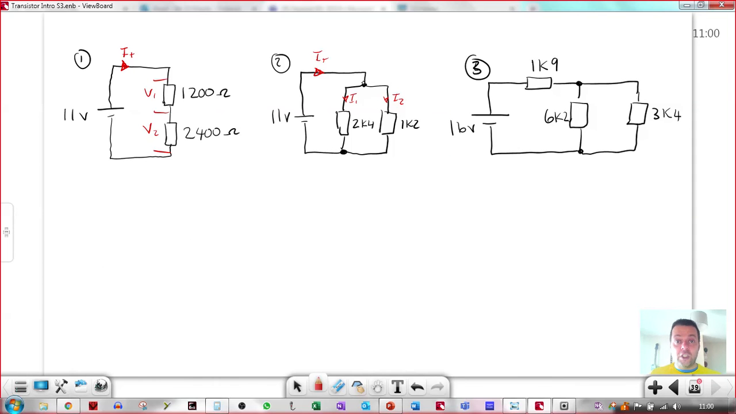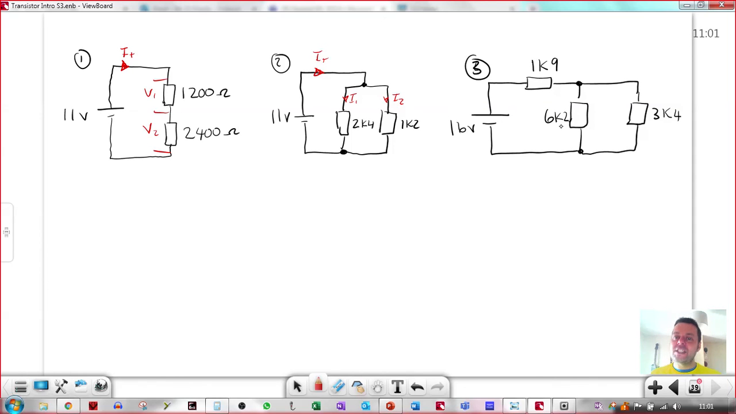Once you've got the current getting in here, you know the voltage across the 2K4 is 11 volts. So with 11 volts across 2K4, you can work out the current. You can do the same here, 11 volts across 1K2, use Ohm's law to work out the current. Check that they add up to IT. Alternatively, you don't need to work out the total resistance: you could use the voltage drop and the resistance to work out I1, the voltage drop and the resistance to work out I2, and then add them up and that would give you IT.